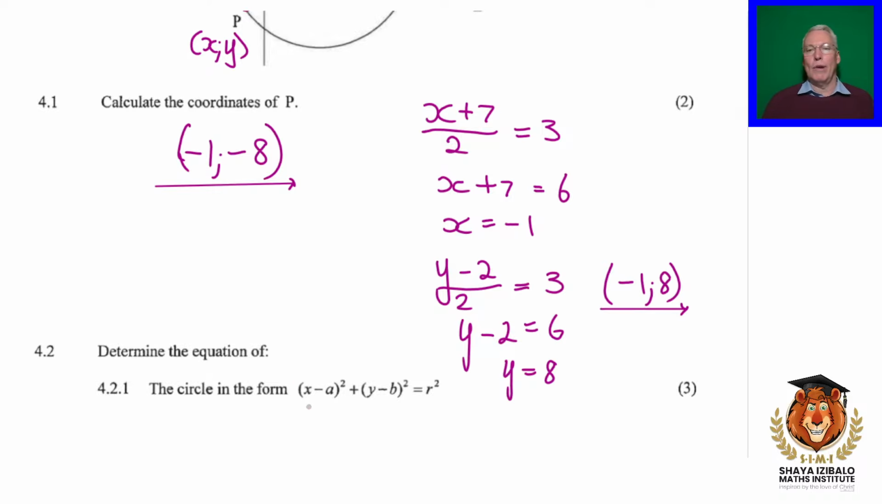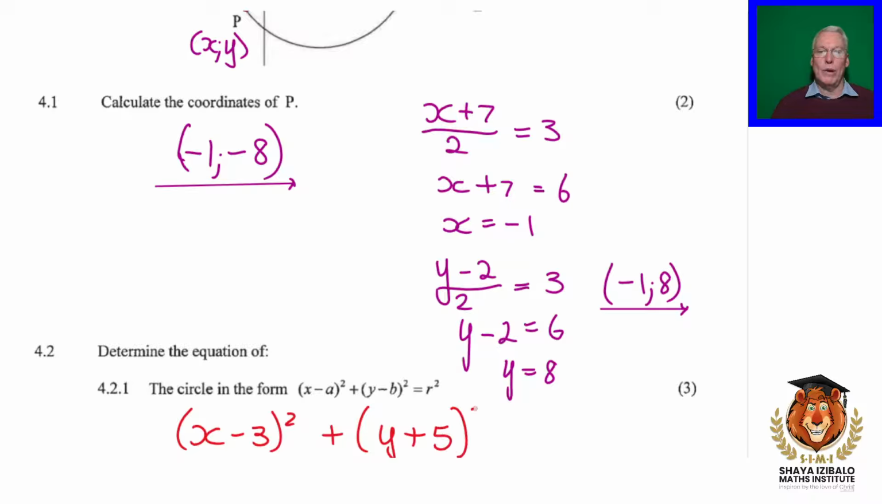Right, now they want us to write down the equation of this circle in standard form. And remember, this is x minus the x coordinate of the center. So it's just going to be (x minus 3) all squared, plus (y plus 5) all squared, equals the radius squared. So what we're going to have to do now is work out MN.